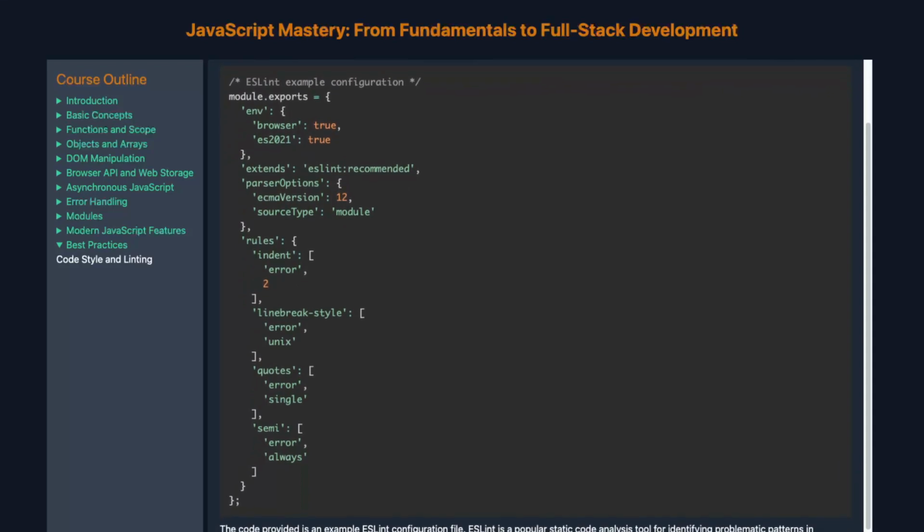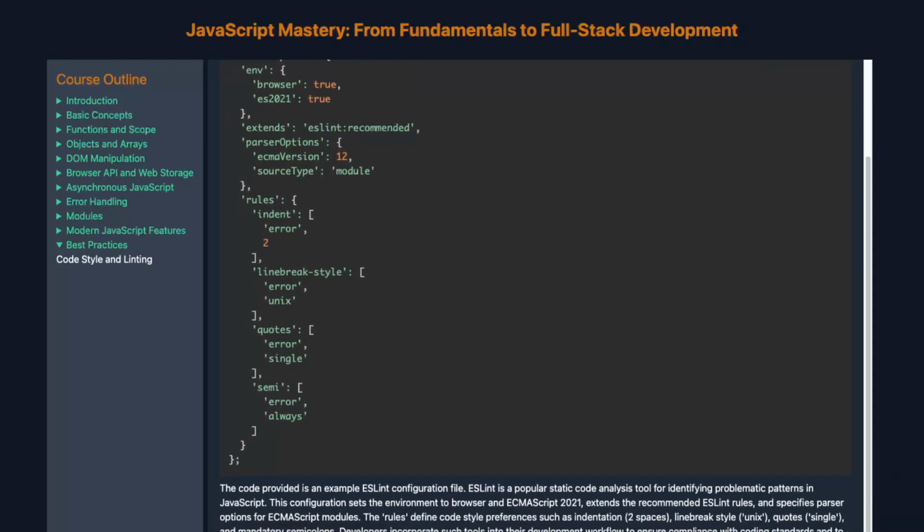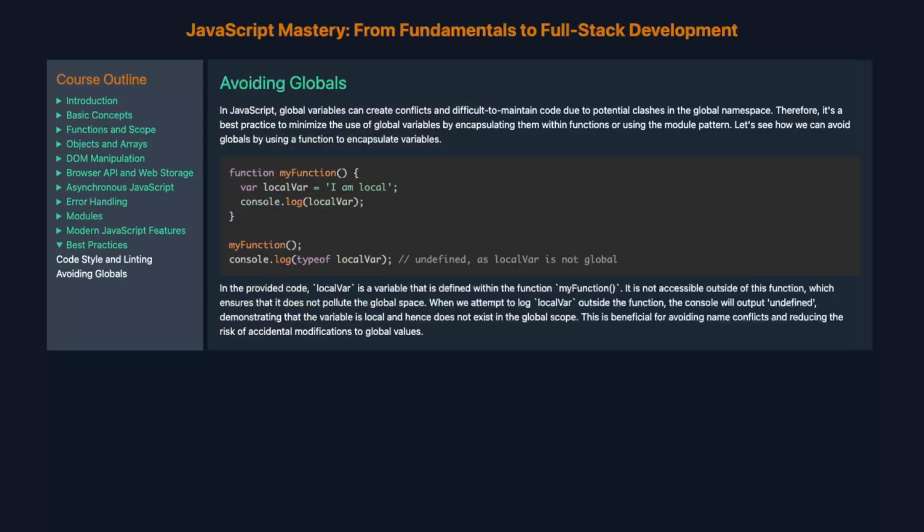This configuration sets the environment to Browser and ECMAScript 2021, extends the recommended ESLint rules, and specifies parser options for ECMAScript modules. The rules define code style preferences, such as indentation, 2 spaces, line break style, Unix, quotes, single, and mandatory semicolons. Developers incorporate such tools into their development workflow to ensure compliance with coding standards and to prevent potential errors before they happen.